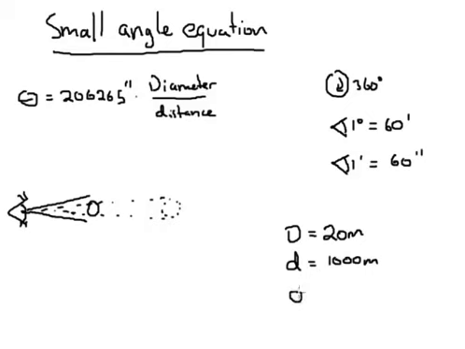But we could try to figure out what is the actual angular size. Well, to do that, we're just going to plug in these values, right? So we'd have 206,265 times the diameter, 20 meters, over the distance, 1,000 meters. Right, and we just plug this into our calculator. So this is the plug and chug, right? And we'd end up here with 4,125 arc seconds. Now that doesn't necessarily have a lot of meaning, right?